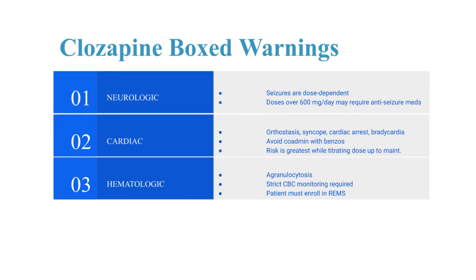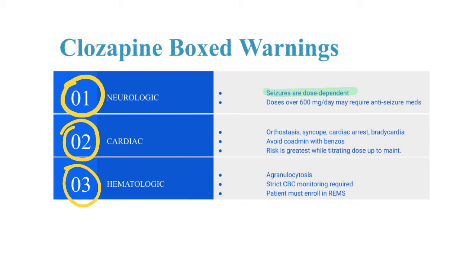I want to call out clozapine. It's an often used atypical antipsychotic agent, but it does have a number of boxed warnings. They can fit into 3 broad categories: neurologic warnings, cardiac warnings, and hematologic warnings. For clozapine, the neurologic boxed warning is seizures, and they do tend to be dose dependent. Clozapine doses over 600 milligrams a day might be required to treat schizophrenia symptoms, but if we push that dose above 600 milligrams per day, we do need to put the patient on an anti-seizure medication.